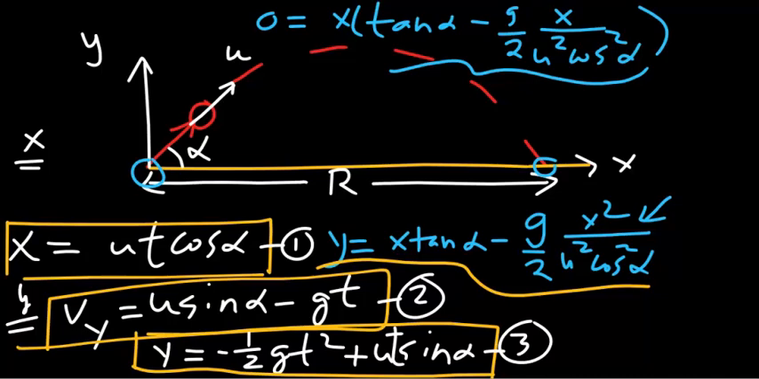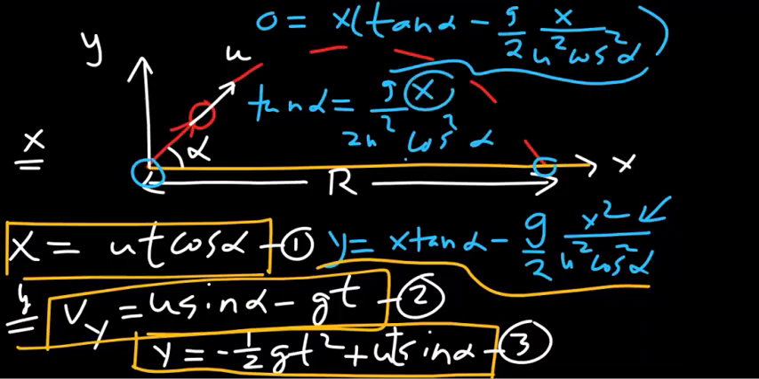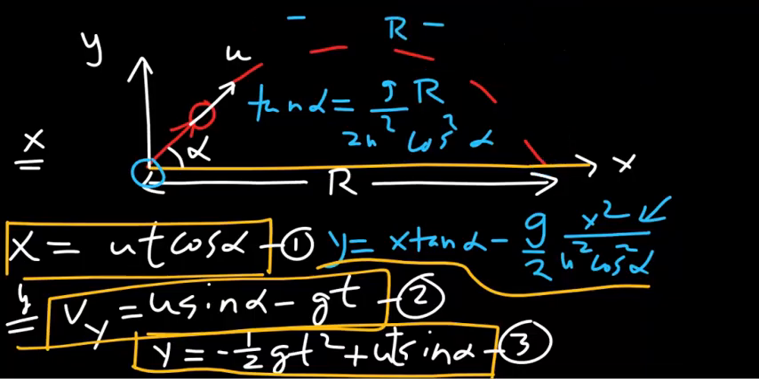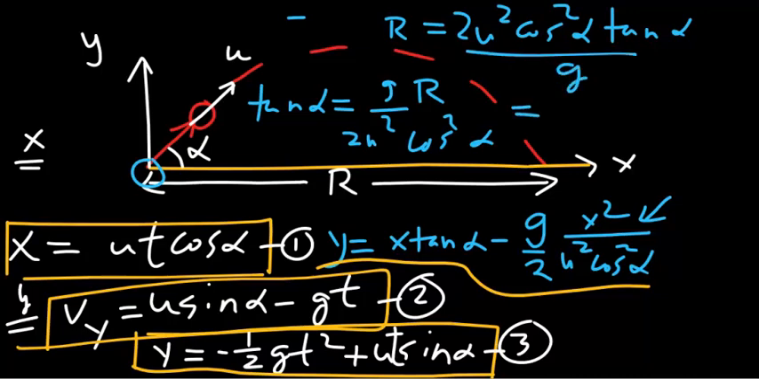So if that term goes to 0, that means tangent alpha equals g over 2 u squared cosine squared alpha x. This is the range that we are interested in. So let's rewrite that x as the range r, and you can solve for r. Solving for r, you get 2u squared cosine squared alpha tangent alpha over g, which can be simplified to u squared over g times sine 2 alpha.